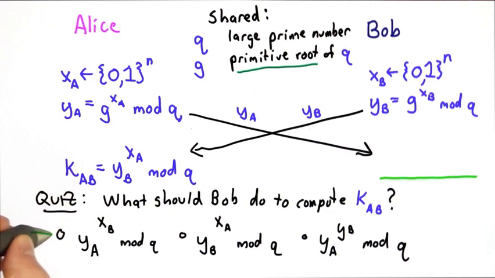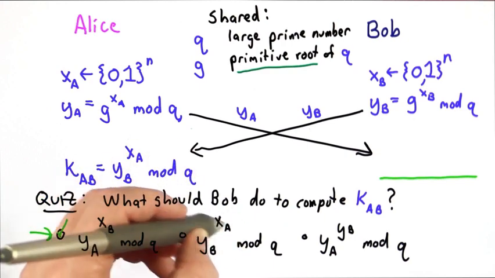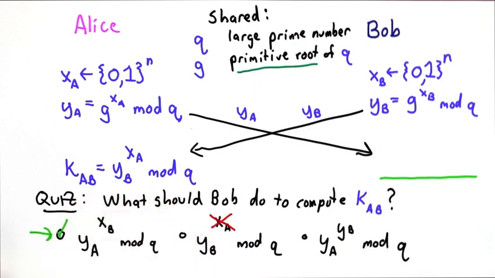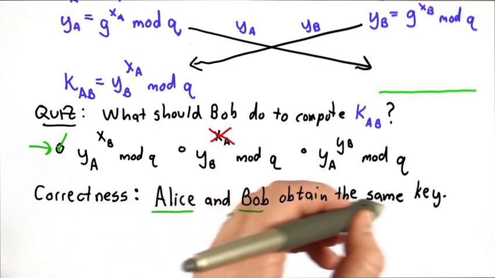The answer is the first one. Bob should compute ya to the xb power modulo q. The second one would compute the same thing. This is in fact exactly what Alice computed, but Bob can't do this because he doesn't know xa. The third one wouldn't compute the same key. So the correctness property is that Alice and Bob obtain the same key.